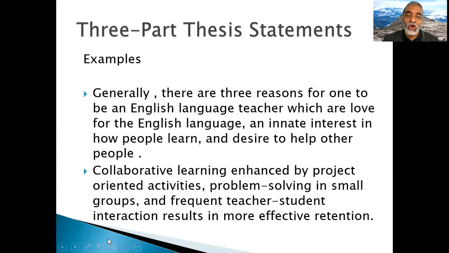So here it says collaborative learning. What's collaborative learning? Okay, so before we come up with this thesis statement, you must explain to the audience what collaborative learning is. You can come up with this thesis statement saying collaborative learning or cooperative learning by project-oriented activities, problem solving in small groups, and frequent teacher-student interaction results in more effective retention. That means you're able to remember for a longer period of time.